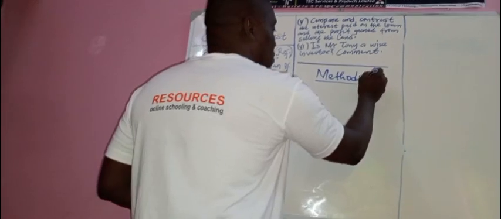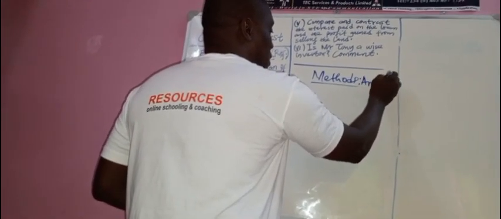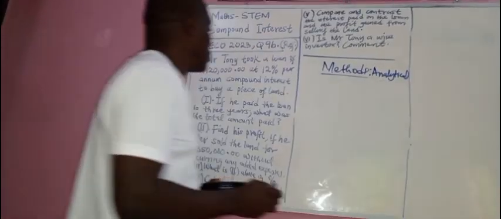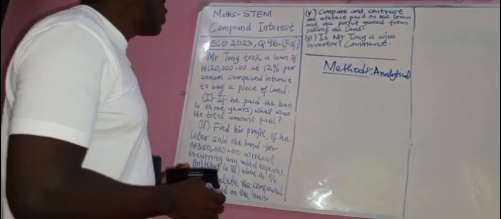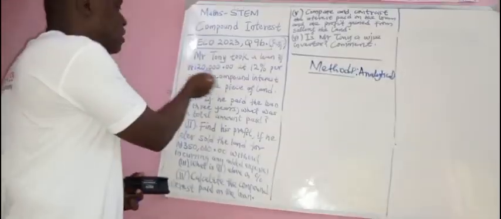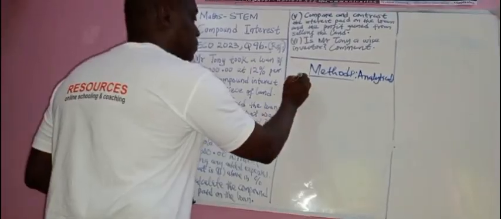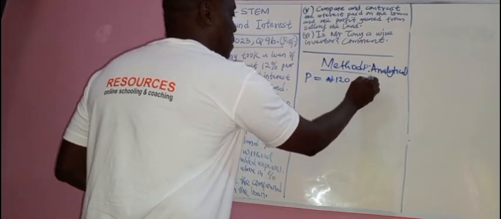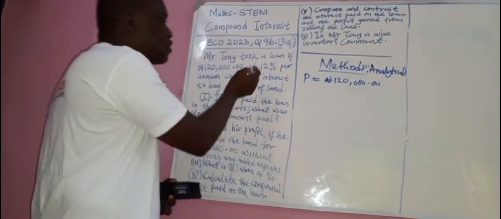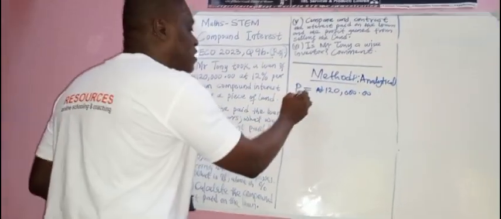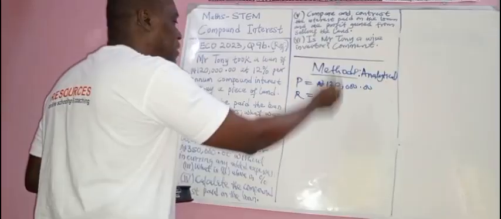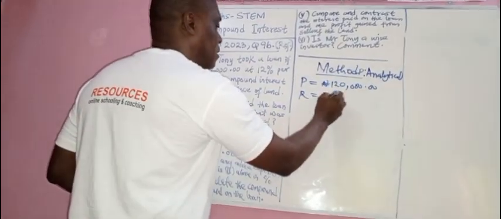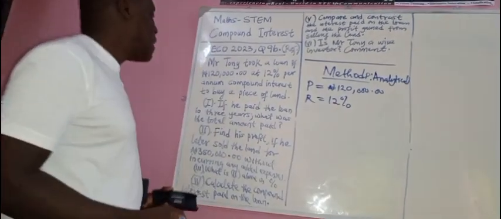Okay? Now, in this particular problem, let's address this method. I'm using the analytical method to solve this. Mr. Tony took a loan of 120,000 naira. That's the principal. The principal is 120,000 at 12% per annum. That is the interest rate at which this money is being loaned out. 12%. To buy a piece of land.